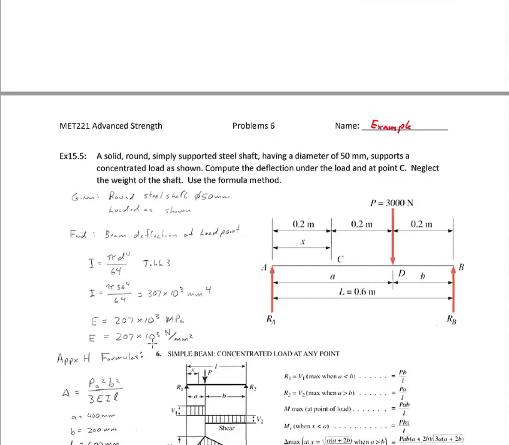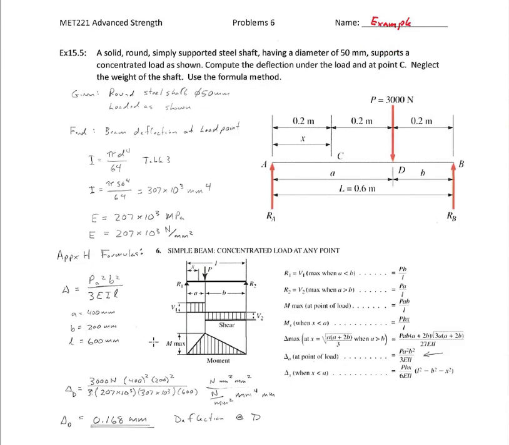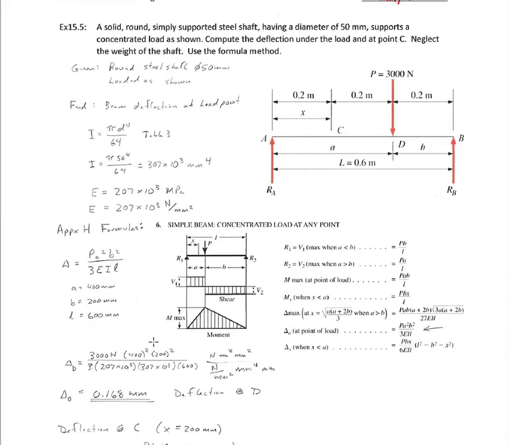Okay, so the next problem I want to talk about has to do with the formula solution for finding deflections. And this is example 15.5. So we have a round, solid, simply supported steel shaft having a diameter of 50 millimeters, supports a concentrated load as shown. Compute the deflection under the load at point C. Okay, well, compute the deflection at the point of the load and at point C. Neglect the weight of the shaft, use the formula method.